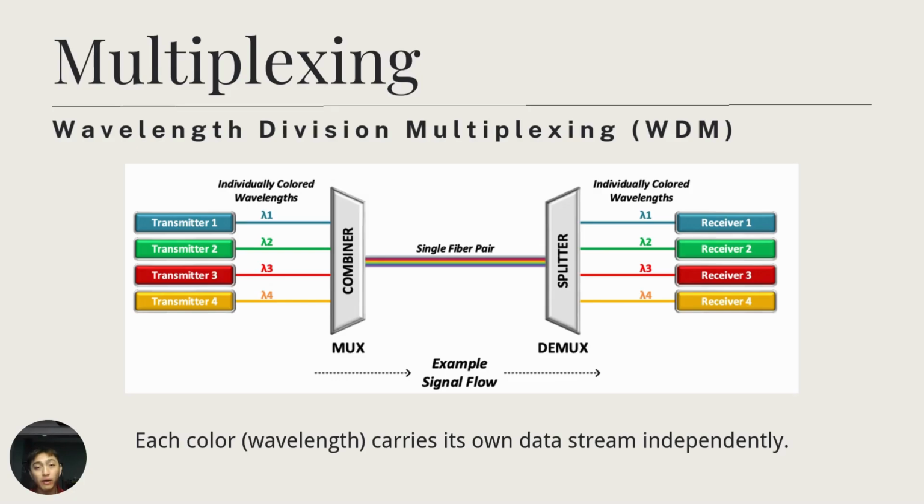Okay, right now I will explain wavelength division multiplexing, also known as WDM. So, what is WDM? Wavelength division multiplexing is a technique used in optic fiber communication where multiple signals are transmitted through the same optic fiber at the same time, but each signal uses a different wavelength of light.